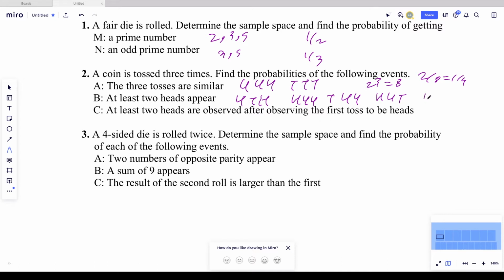For some parts, I don't necessarily need to do it. It's 1 over 2 because it's 4 over 8. At least 2 heads are observed after this one. The only thing I want to emphasize is that when I read this, I immediately thought of heads because it's a first toss heads, and at least 2 heads are observed after observing that heads. So I thought of 2 after it. But no, the wording can be tricky.